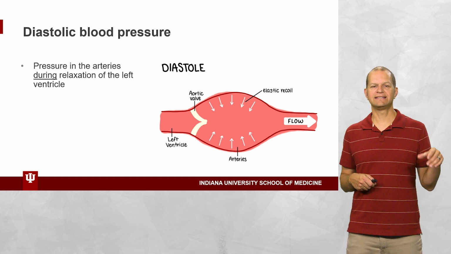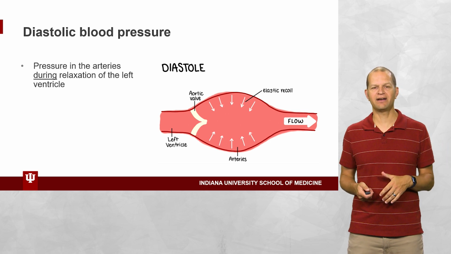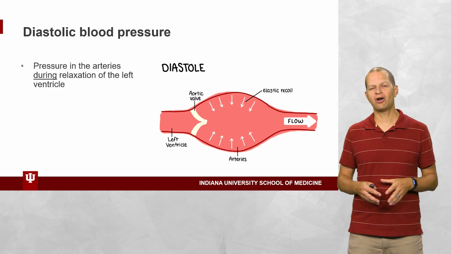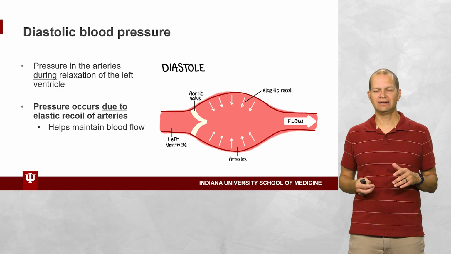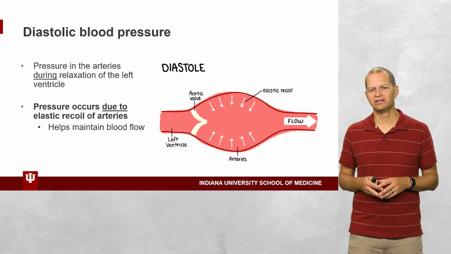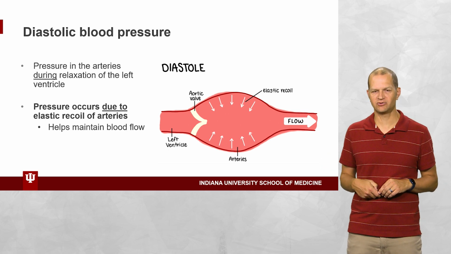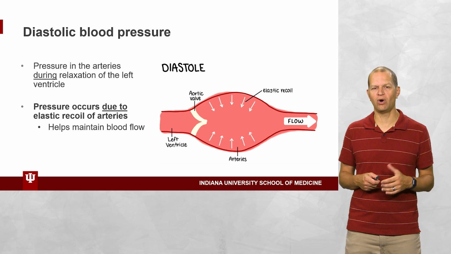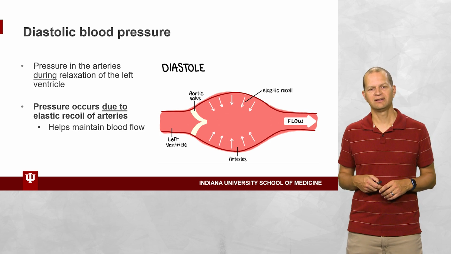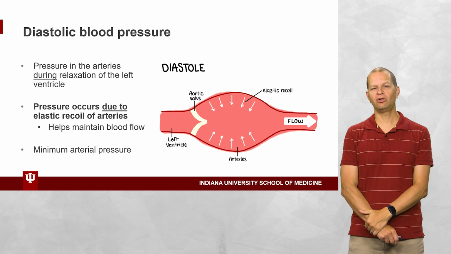Then you've got diastolic blood pressure. The when is when the left ventricle relaxes. There's no blood coming out of the aortic valve, and so now the arteries are able to recoil. That recoil is what causes the pressure. That recoil is what causes blood to continue flowing even when the heart is relaxing. This is bolded because this question will be on the exam: what causes diastolic blood pressure? It's not the relaxation of the left ventricle, it's the recoil of the arteries. And this is your minimal arterial pressure.